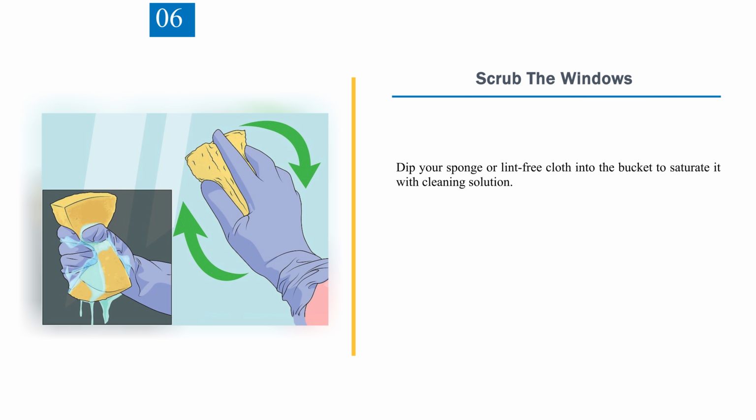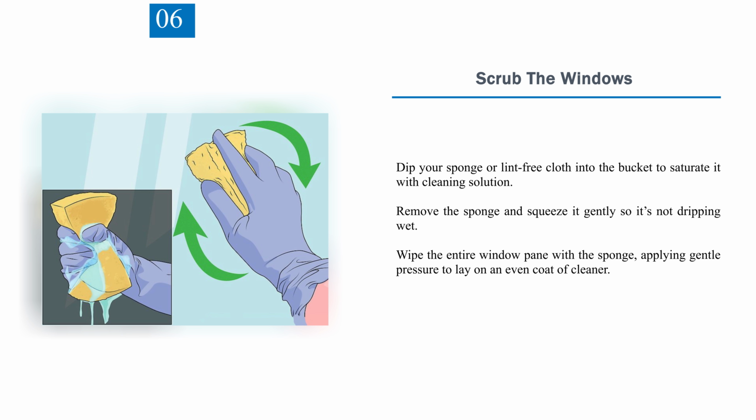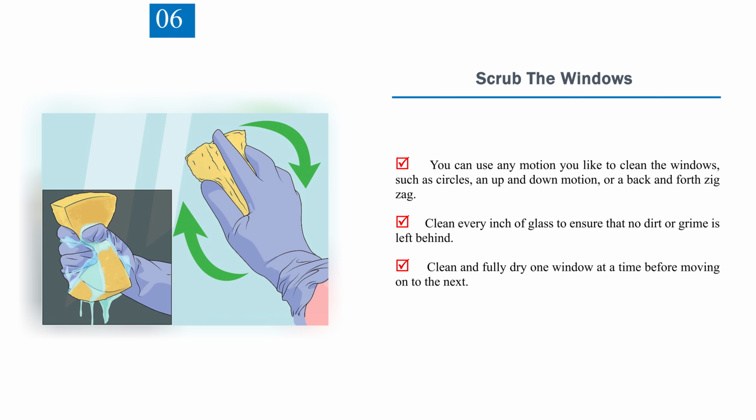Number 6. Scrub the windows. Dip your sponge or lint-free cloth into the bucket to saturate it with cleaning solution. Remove the sponge and squeeze it gently so it's not dripping wet. Wipe the entire window pane with the sponge, applying gentle pressure to lay on an even coat of cleaner. You can use any motion you like to clean the windows, such as circles, an up and down motion, or a back and forth zigzag. Clean every inch of glass to ensure that no dirt or grime is left behind. Clean and fully dry one window at a time before moving on to the next.